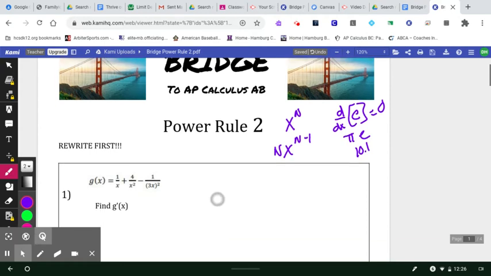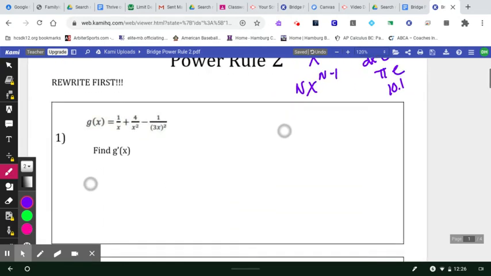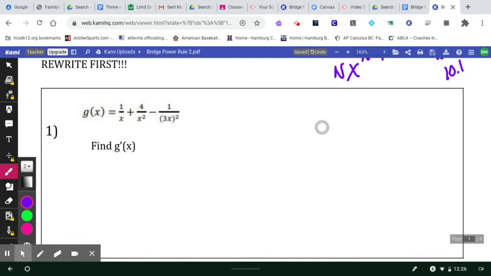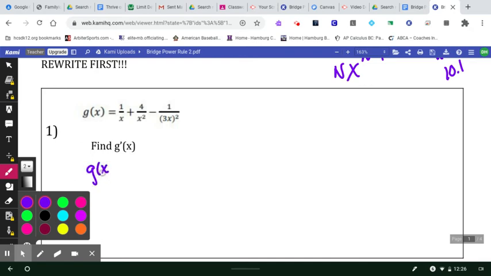So let's take a peek at our first problem here. All right, we want to derive this function. Remember, g prime is telling us to take the derivative. So our goal is to rewrite each of these so they look like x to a power. So let's take a look at g of x. I want to move this x up. And right now it has an exponent of 1, so this is going to become x to the negative 1. I want to move this bad boy up, so this is going to become plus 4x to the negative 2.